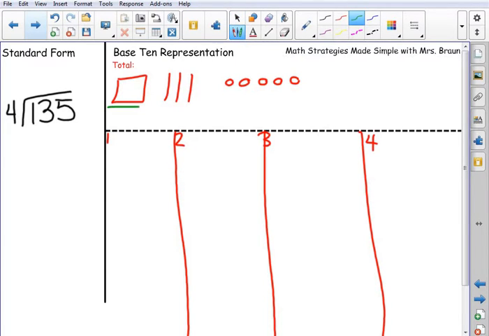Looking at the hundreds, I only have 1, but I have 4 groups. I don't have enough of those pieces to evenly distribute them into each group. I only have 1. So what I'm going to do is take that piece and break it up into tens. In 100 I have 10 tens, so I'm going to draw 10 tens.